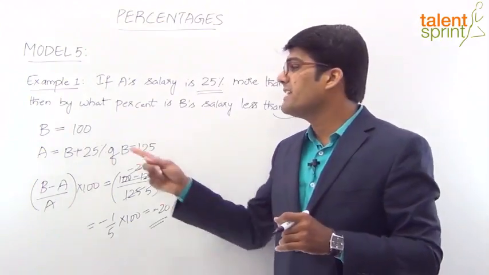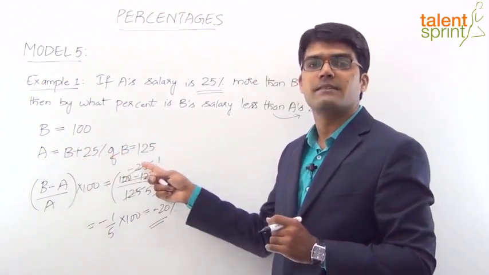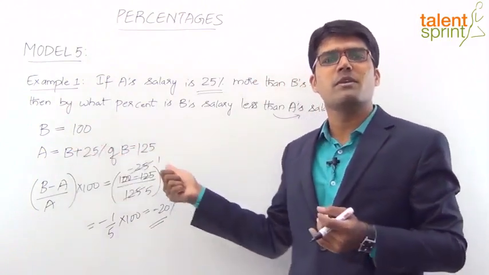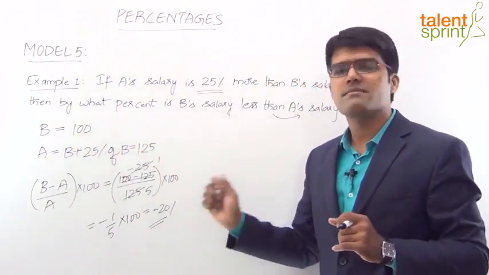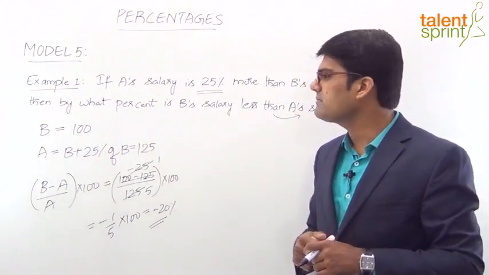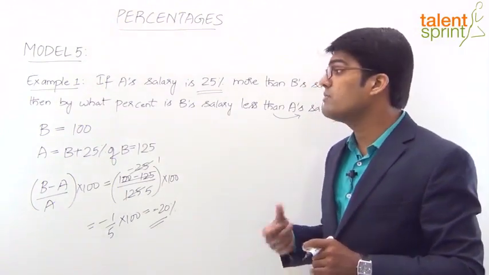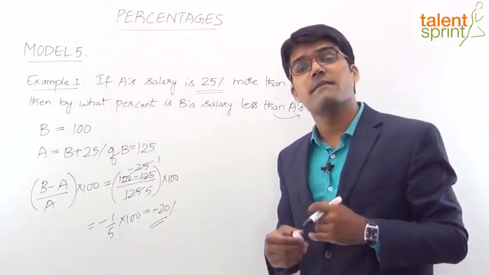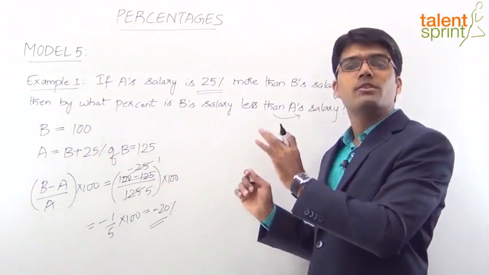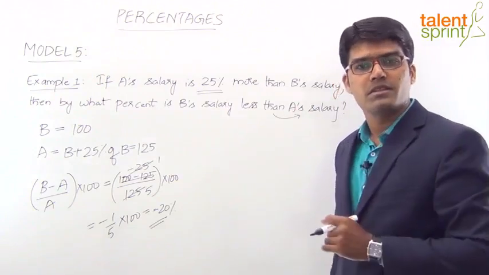The only advantage of taking B as 100 is calculation becomes easier. If B is 100, A will be 125, 25%. And then you can simplify it very quickly. So that's the regular way of solving the question, the traditional method, where we have assumed B as 100. But then there's another way in which, without assuming any value for B, we can solve the question.